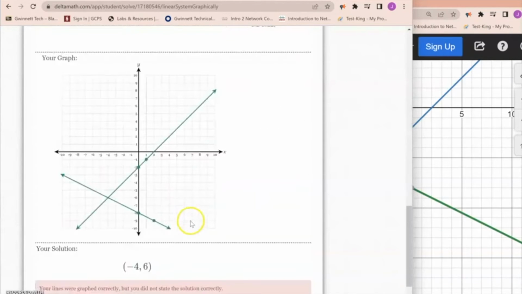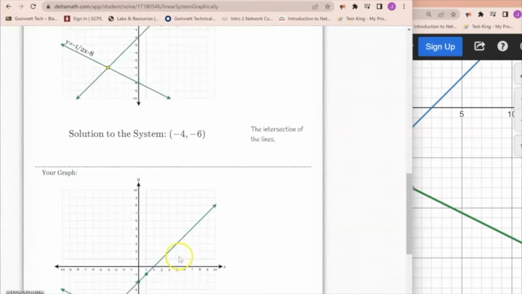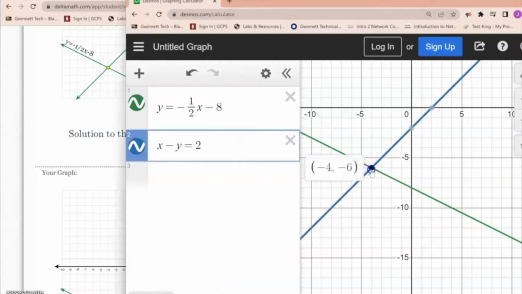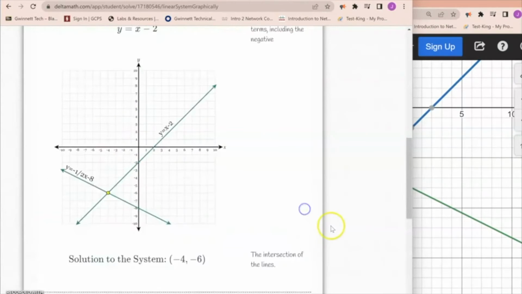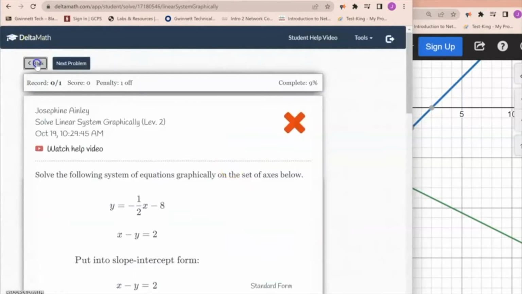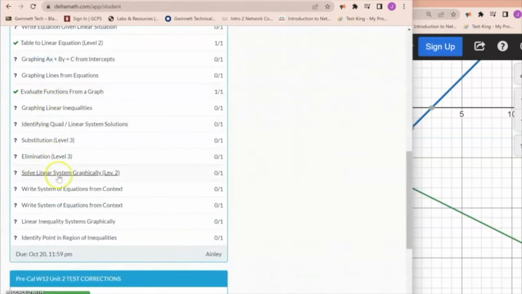Yep. Your lines are graphed correctly, but you did not state the solution correctly. Why? Oh, I didn't put the -6, y'all. Oh my gosh. All right, so please be careful. So click on it, look at it. So -4, -6. So please make sure that you copy it down. -4, -6. All right, so that's linear by graphs.